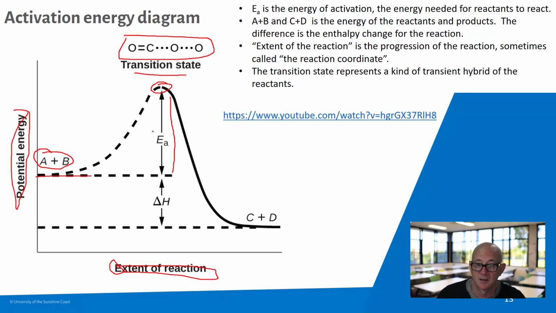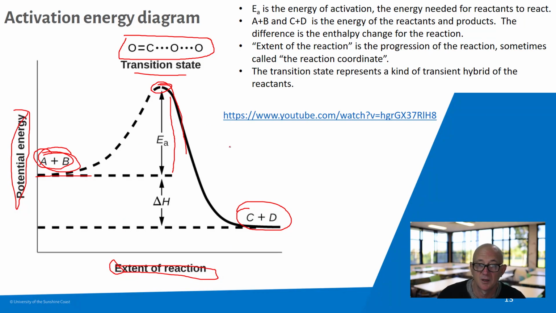So that amount of energy is the energy that needs to be overcome by the kinetic energy of these reactants to flow through the transition state and down the other side to the products here.